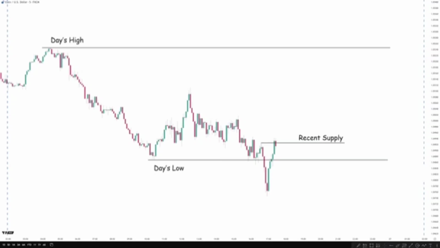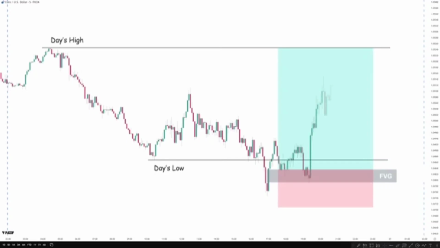So, where is the high probability entry? The latest move has created a fair value gap, which will act as a demand zone if the price returns to it. So, we'll set a buy limit at the start of this zone and place our stop loss below the swing low. For profit targets, we'll aim for key resistance levels ahead of the price.